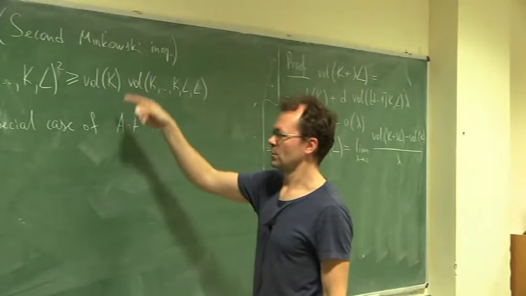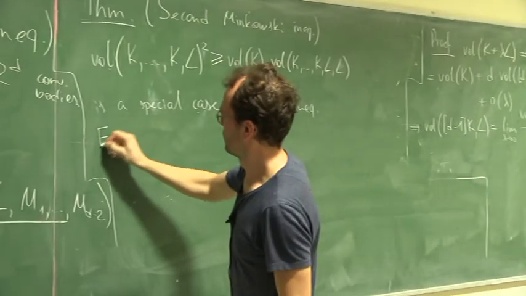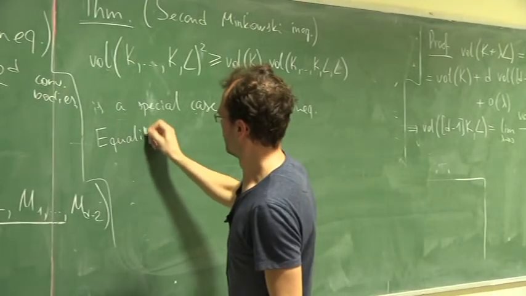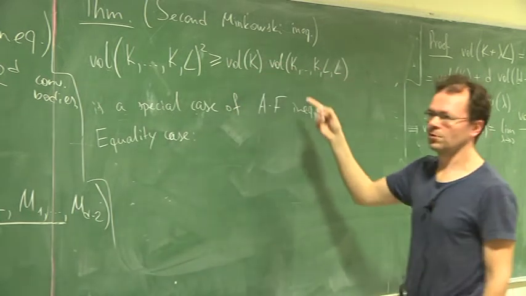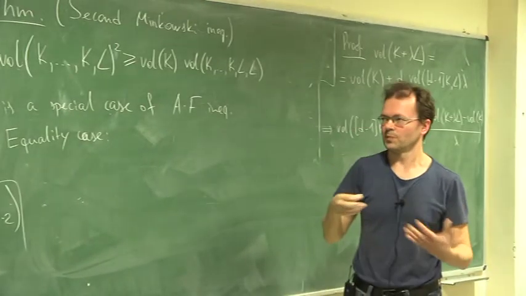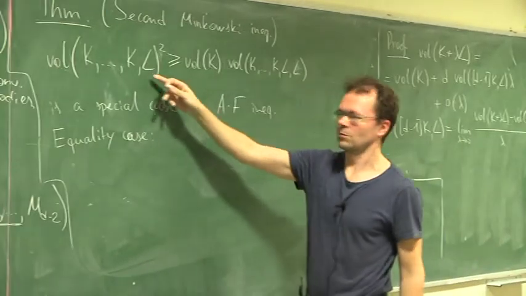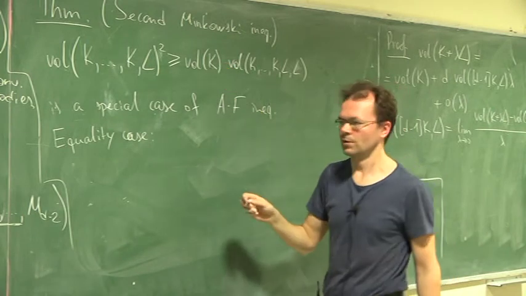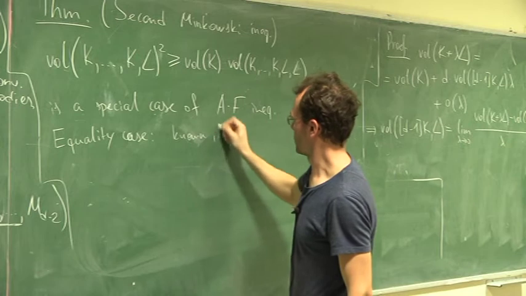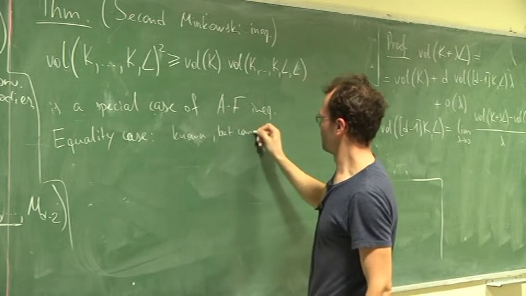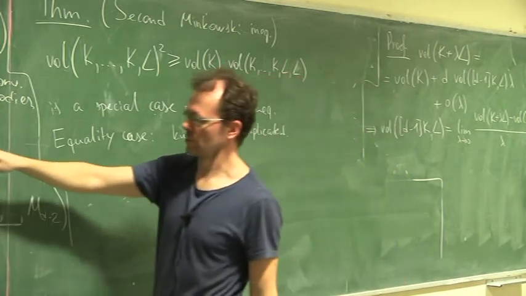So here the equality cases are known but quite complicated. Equality case: well, if K equals L, but not only, that's not a necessary condition. Sometimes K can be different from L, but there is still equality. The equality case is known but complicated. And in the Alexandrov-Fenchel inequality, the equality case is unknown.